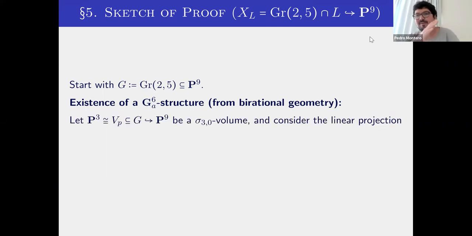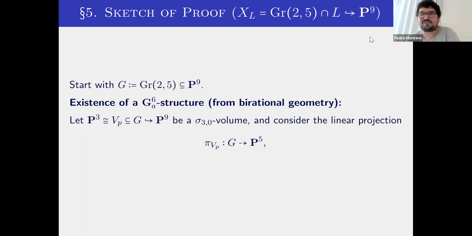As I told you, there are volumes. There are P3s inside this guy. So pick one volume, okay? So this is a P3 inside P9. When you use this Plücker embedding, you have a projection, and the image of the projection is P5, because P9 is the projectivization of a 10-dimensional vector space, and P3 is the projectivization of a 4-dimensional vector space, so it's 10-dimensional quotiented by a 4-dimensional vector space. You obtain a 6-dimensional quotient, and then you projectivize, obtaining P5.